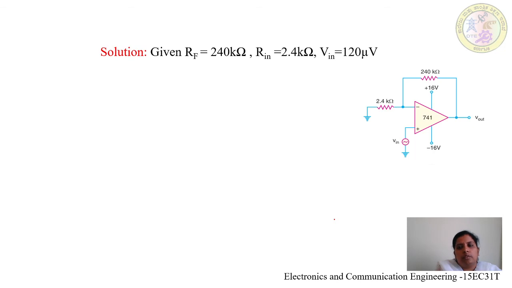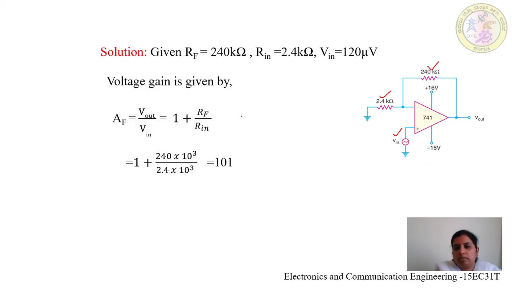From the circuit, you can see RF is given, Rin is given, and Vin is given. First, we will find out the voltage gain. The voltage gain AF is given by 1 plus RF by Rin. The feedback resistor is 240 kilo ohm and Rin is 2.4 kilo ohm.